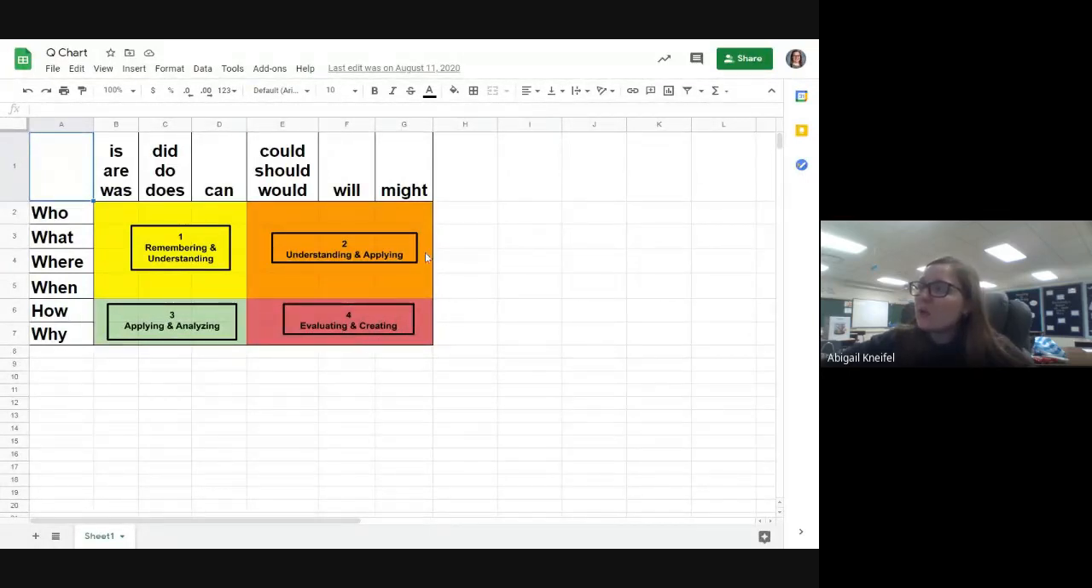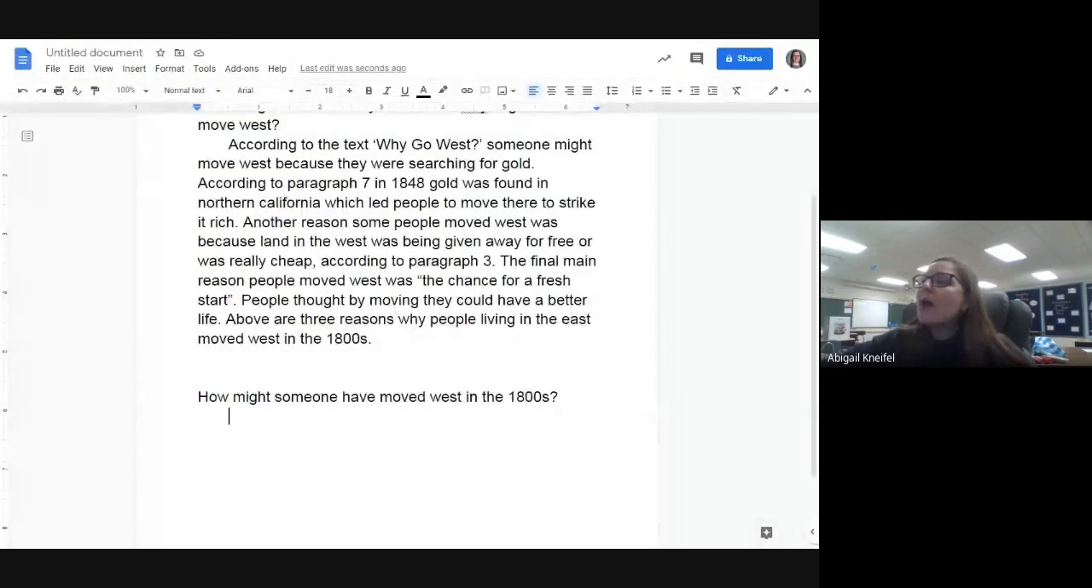That's a level 4 question, meaning, hey, guess what? This question is going to be a little bit challenging, and that's okay. So how might someone have moved west in the 1800s? So this is a question of how did they move? Did they hop on a stinking airplane? Did they go by foot? Did they go by car? Did they go by train? How were we moving west?